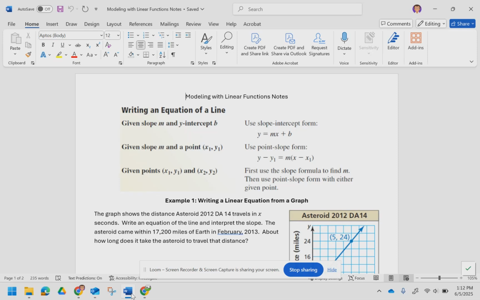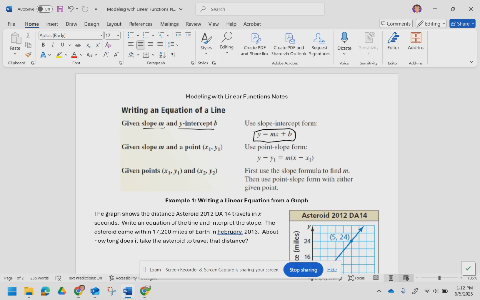Okay. Now, let's start out with the different ways that we can arrive at the equation of a line. My personal favorite form is the y equals mx plus b form. This is called slope-intercept form. You are going to use this equation when you are given the slope and the y-intercept. So if you're given m and you're given b, go ahead and plug those into that equation and you know your equation.